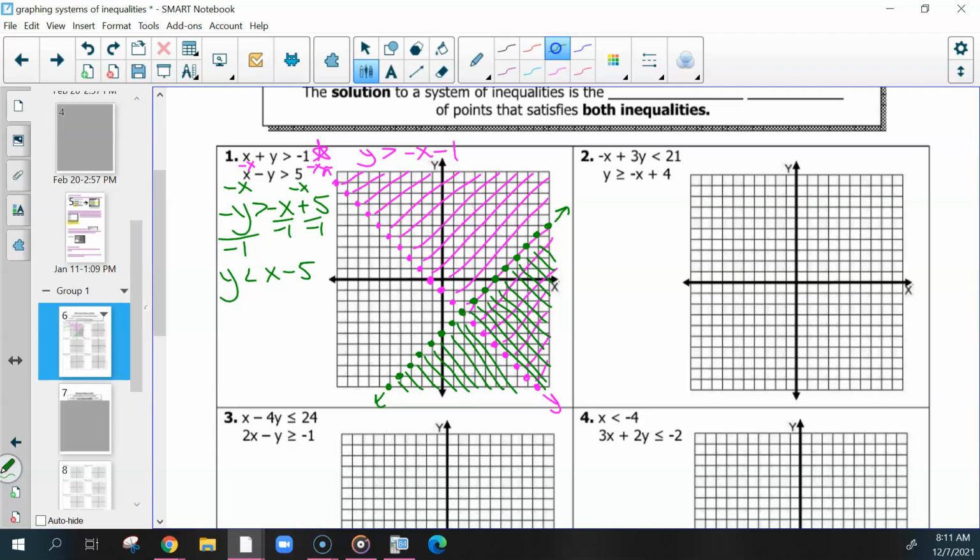So at the end, if you wanted to finalize, this is my shaded area, my solution. You could highlight back over this part or outline that part. It is not necessary, but if you want to make sure I know that that's your solution area, you could do that.